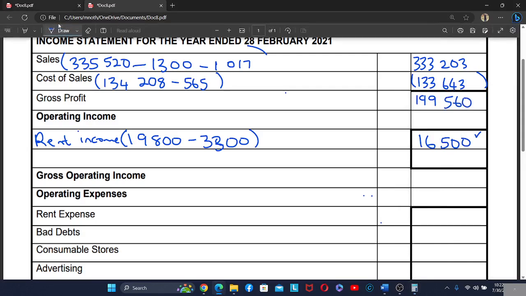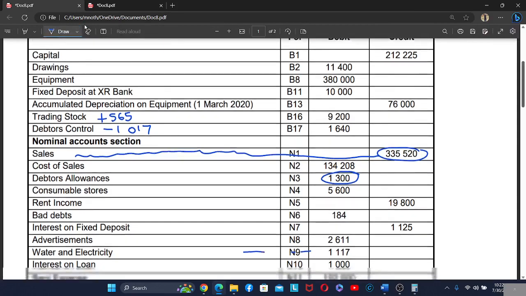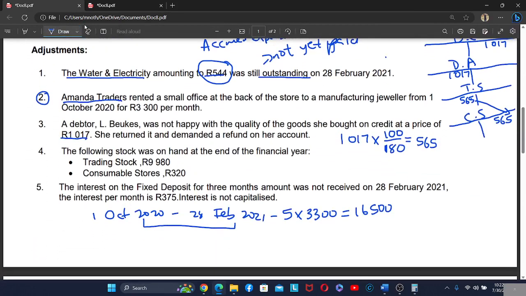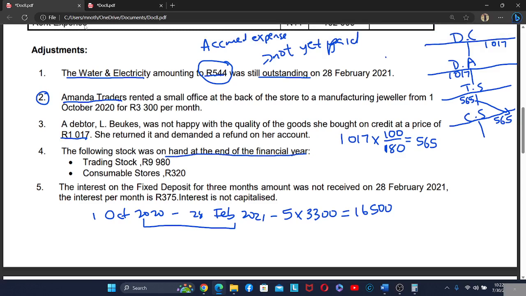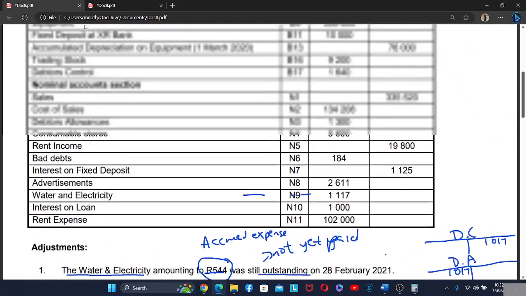Okay, let's continue. Number 4. The following stock was on hand at the end of the financial year. They are saying that the trading stock is 9,980. Okay, the trading stock is 9,980.